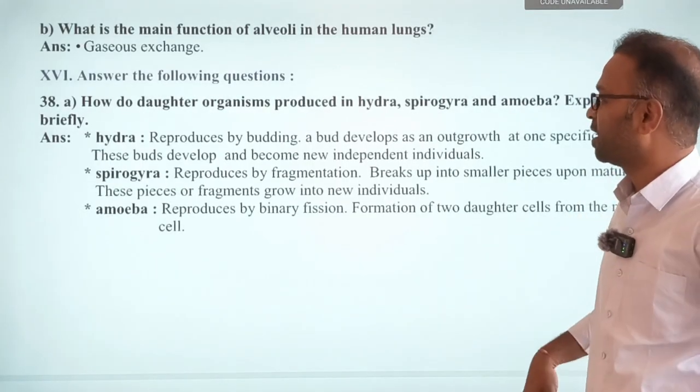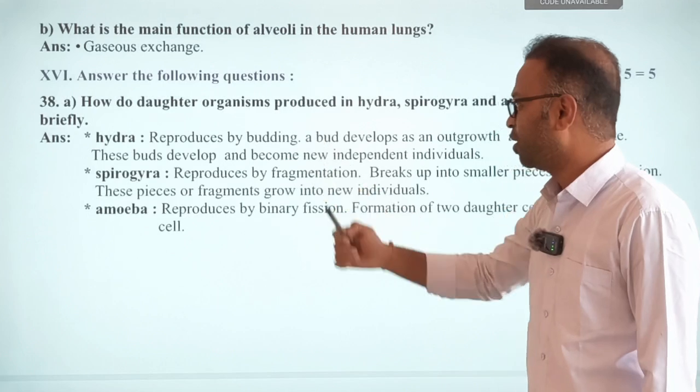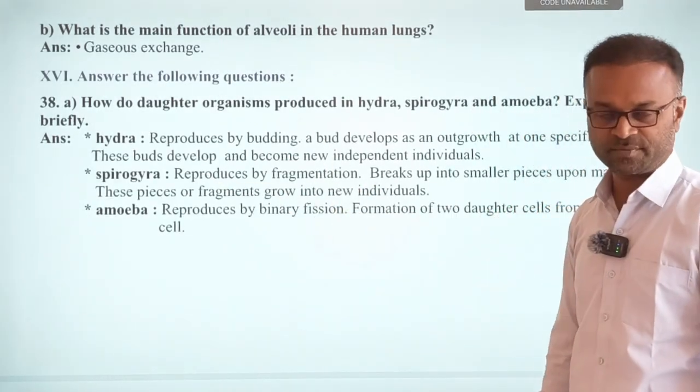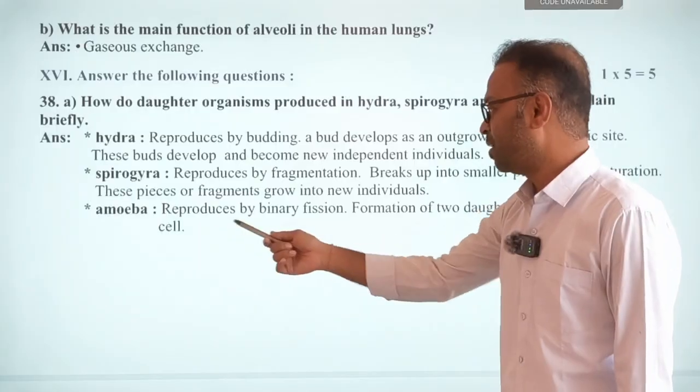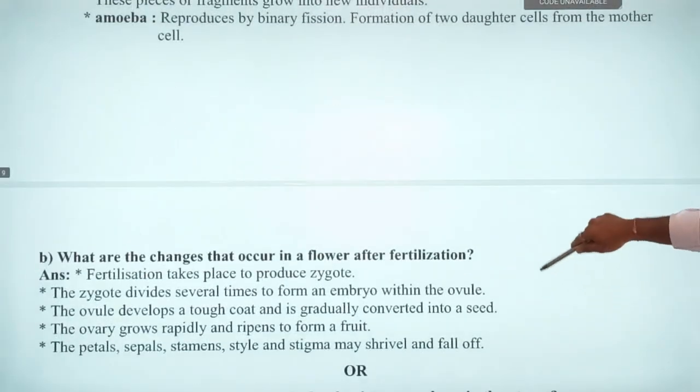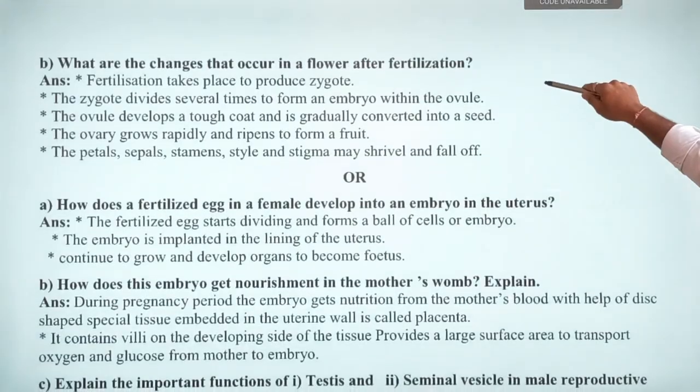All are simple. Hydra definitely undergoes budding or regeneration. Spirogyra undergoes fragmentation. And amoeba will undergo binary fission. So just explain the types of asexual reproduction in the form of points.